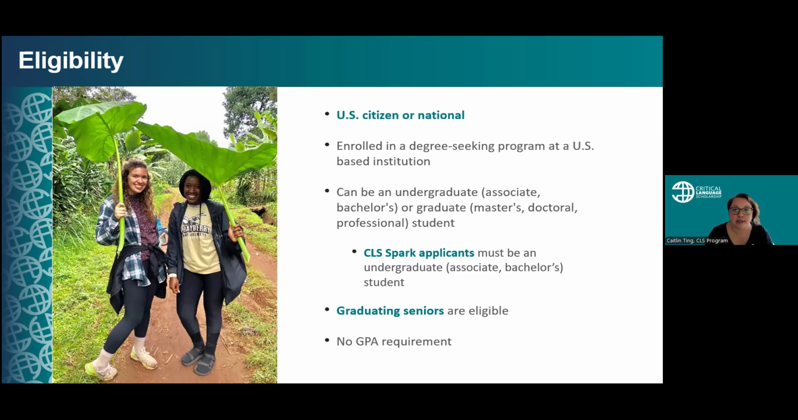You do need to be a student also at a US-based institution, such as Rutgers. And participants must be 18 years old by May 15th, 2025, and have completed at least one full year of college level study by the start of the program. I understand that a lot of people here today are graduating seniors, but I'm still sharing this with you just in case you've got a friend or a family member that you think might be interested in this down the line. And then applicants for the CLS program at the overseas institutes may be at the undergraduate or graduate level. Applicants for CLS Spark must be at the undergraduate level.